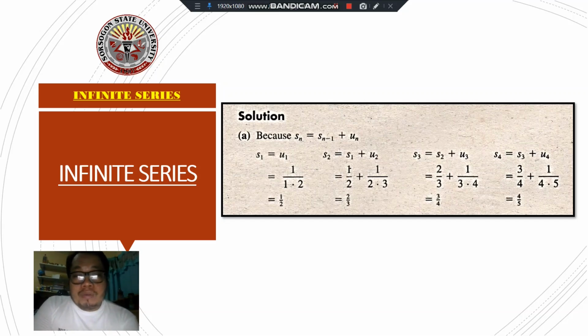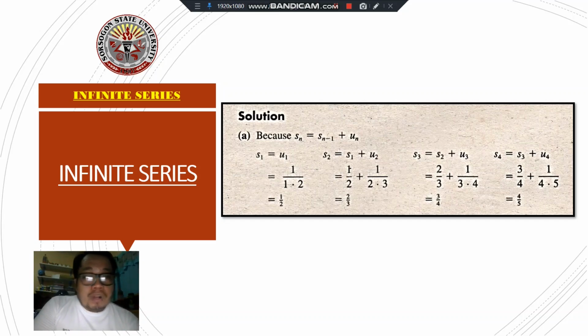So we have 1 half plus 1 over 2 times 3. So 1 half is the value of S sub 1, based on the first solution. So we have 2/3 as S sub 2, or that is the sum of the first two terms of such sequence. Well, for S sub 3, that is equal to S sub 2 plus U sub 3, so the sum of the first two terms added with the third term. So 2/3 plus 1 over 3 times 4 is equal to 3/4.